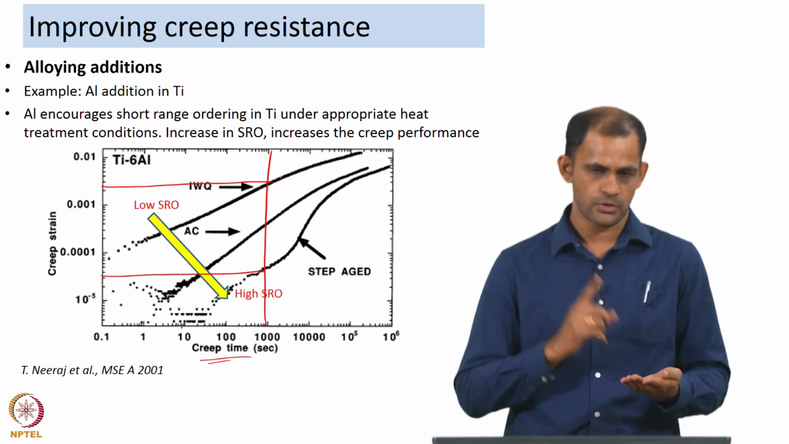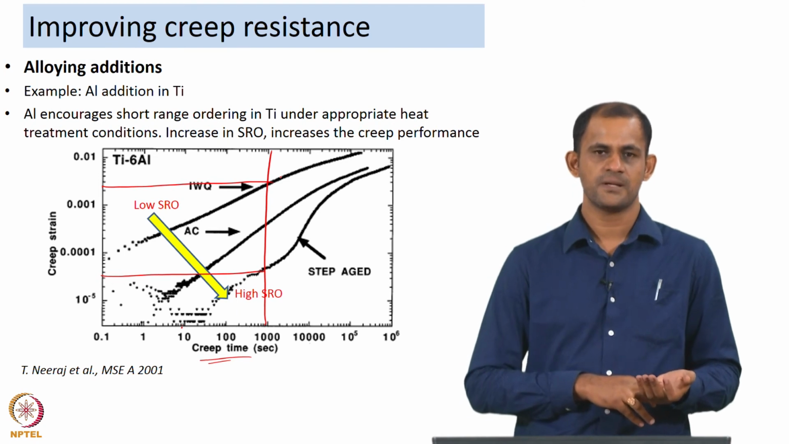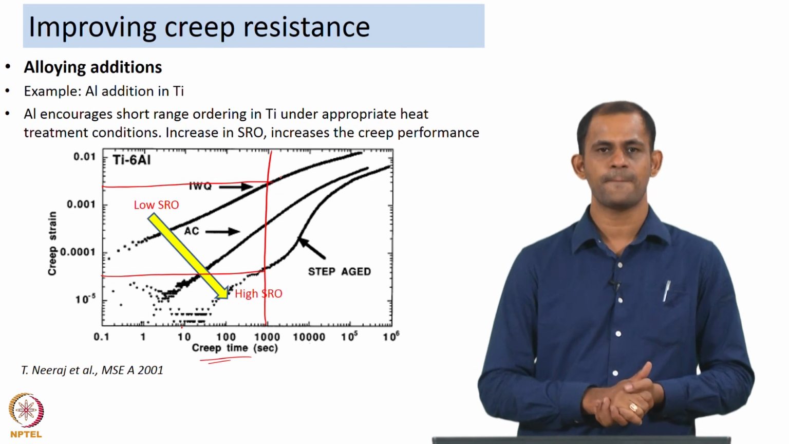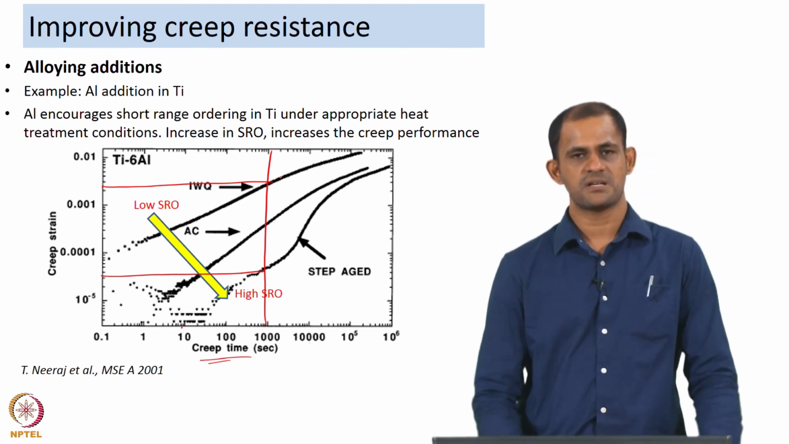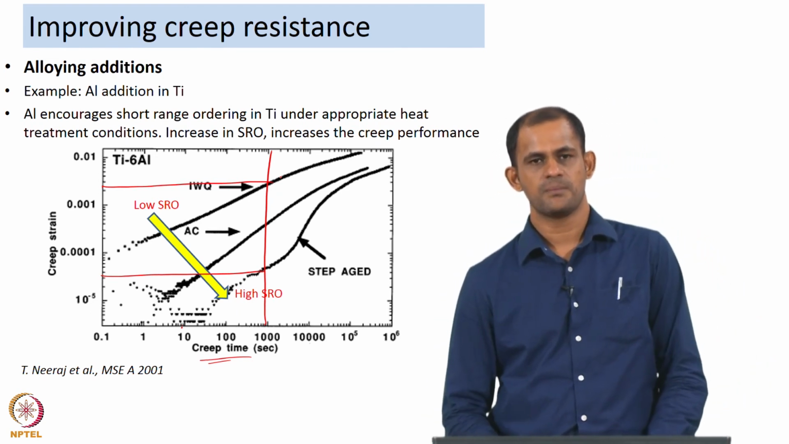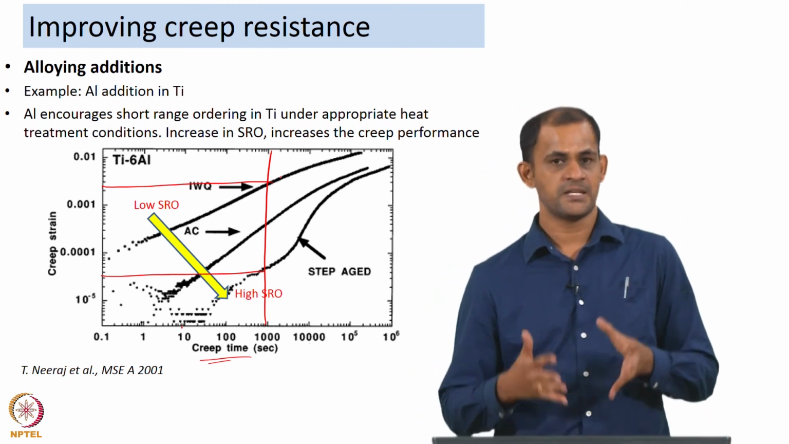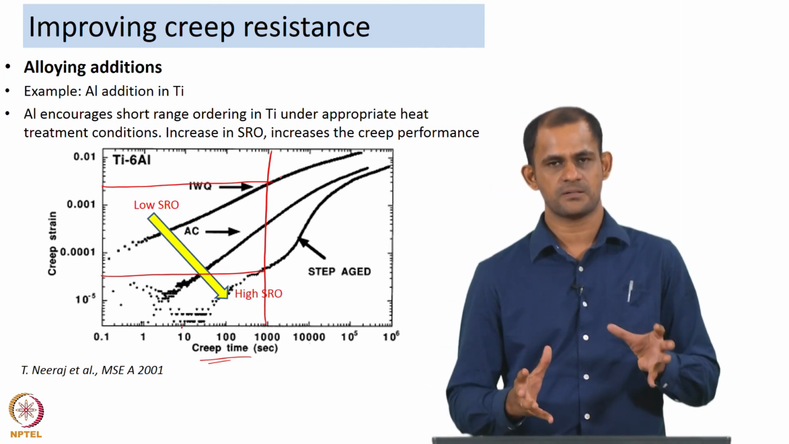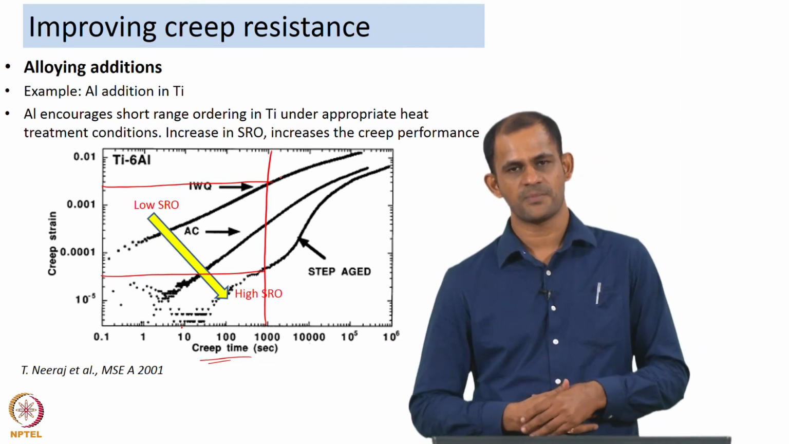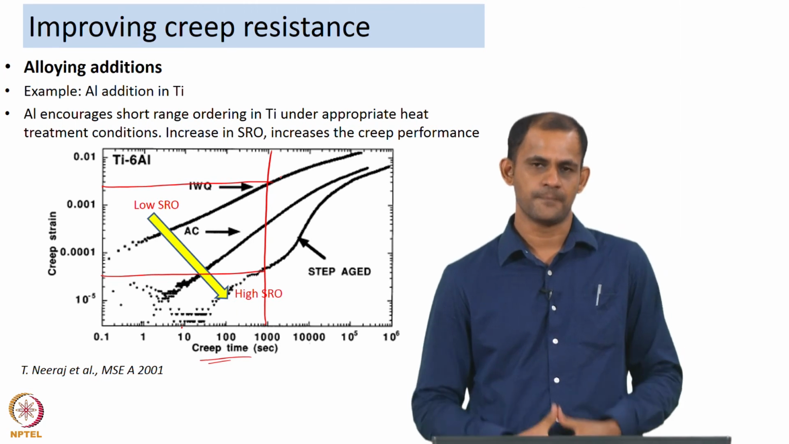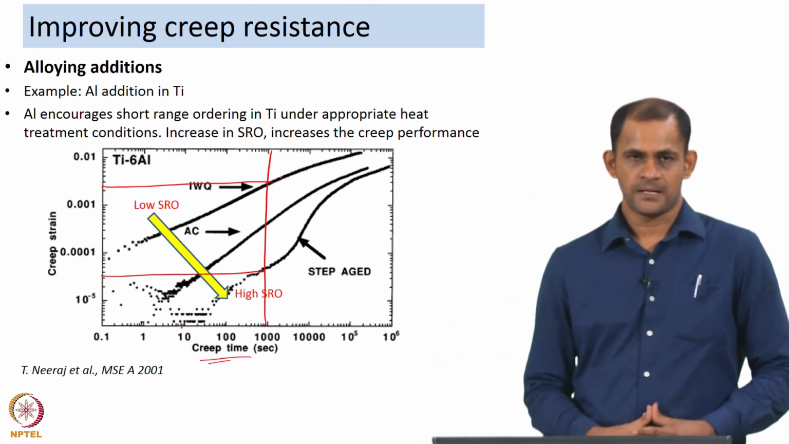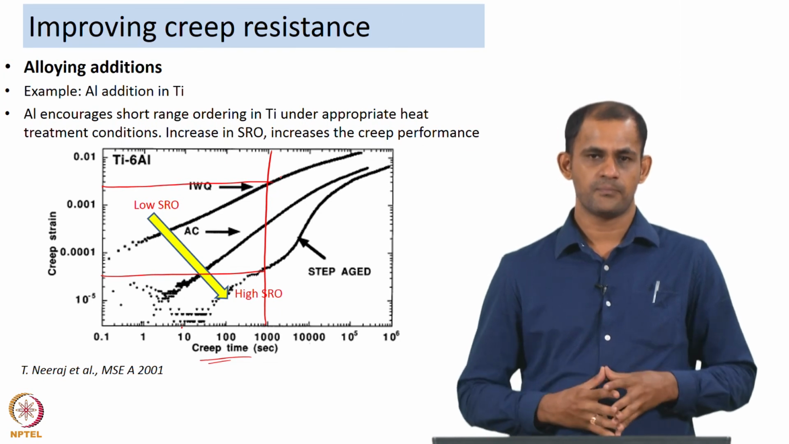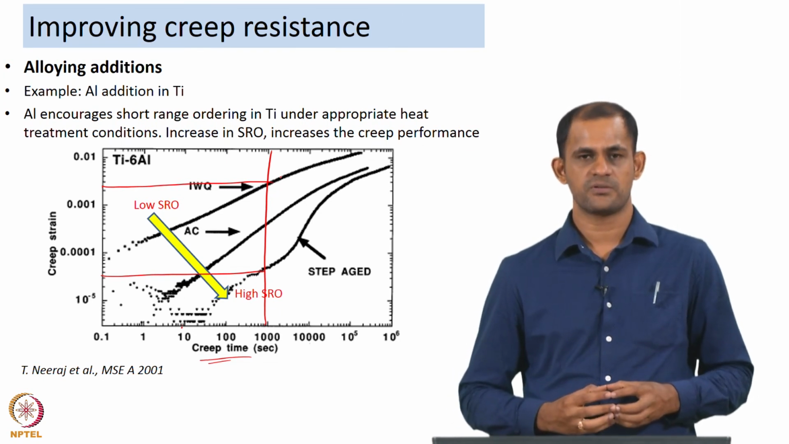So, we spoke about the role of grain size, role of microstructure, the role of elastic modulus, the role of stacking fault energy, and then alloying additions. So, these are many different approaches by which people, either separately or in combination, can play around with these factors to improve the creep performance of the material. So, with that I conclude the lectures on creep deformation of materials.